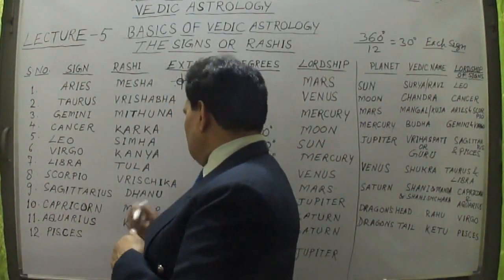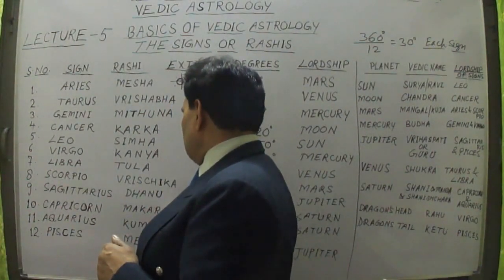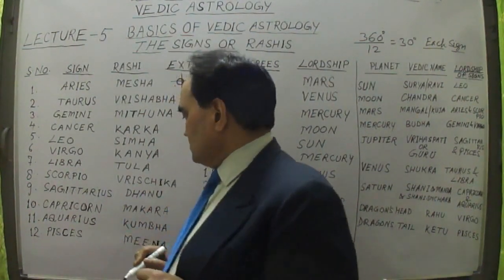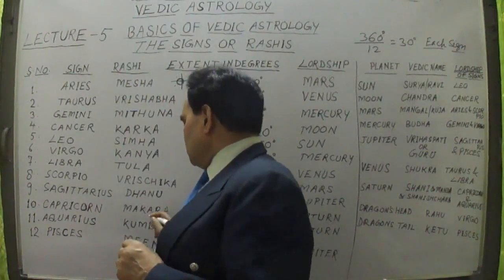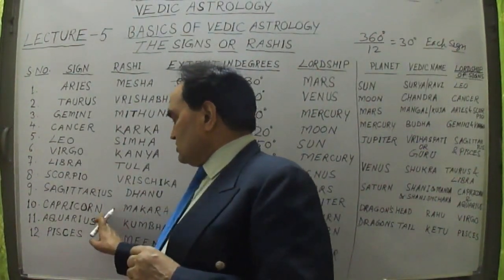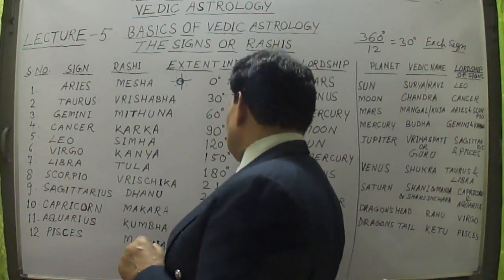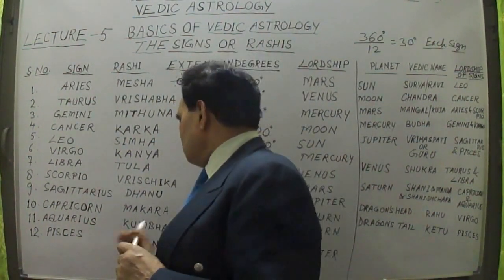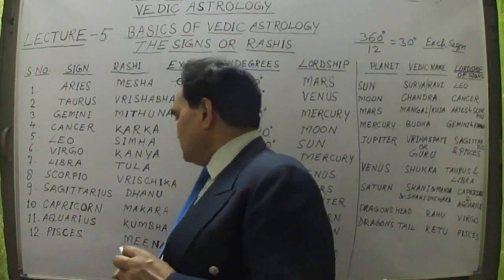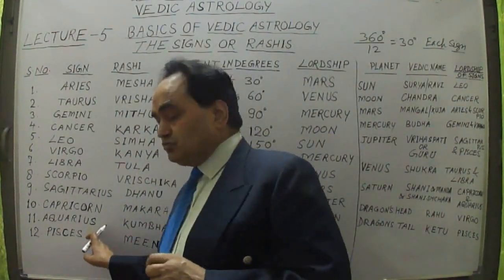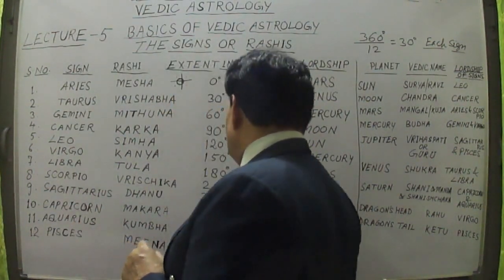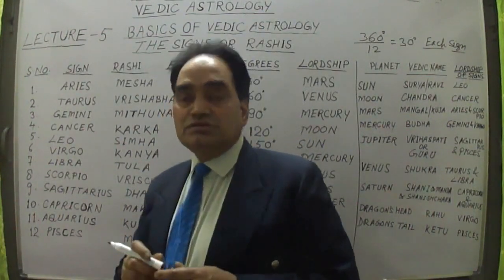Let me write here: Makara, Makar. Makar Rashi or Capricorn is lorded by Saturn and is between 270 degrees to 300 degrees. Then Aquarius, the 11th one, Kumbh Rashi, is between 300 degrees to 330 degrees.